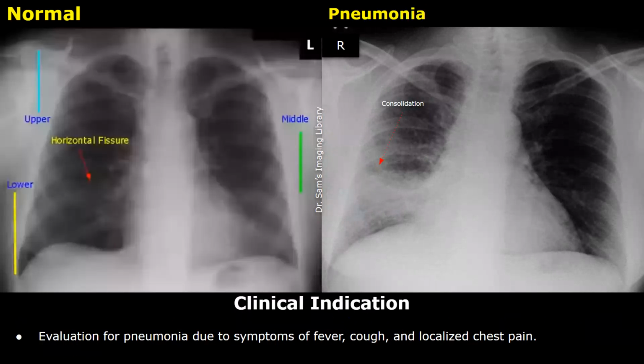Here is a case of right lower lobe pneumonia. Clinical indication: evaluation for pneumonia due to symptoms of fever, cough, and localized chest pain.